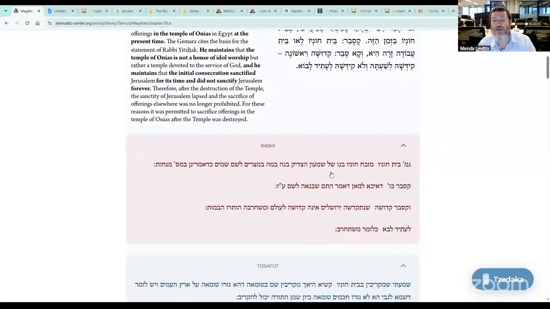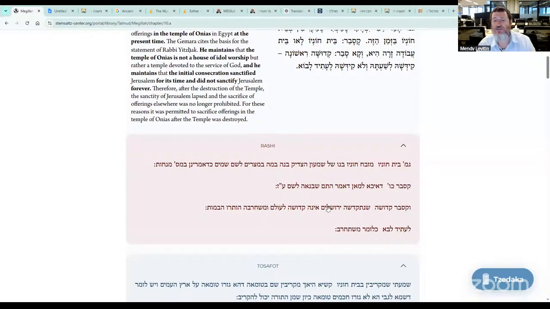Rashi says Beis Chonyo, mizbeach Chonyo, bno shel Shimon HaTzadik, bama b'Mitzrayim, he built an altar in Egypt, l'shem Shamayim. So Rashi holds, again like the Rambam, that the temple was built for God. As it says in tractate Menachos, although there's a machlokes there, there's an argument. Although there is an opinion, evidently not the accepted opinion, that the house of Chonyo was built just for idols, then it's totally, obviously, not a place for a Jewish person or a Gentile for that matter to sacrifice.